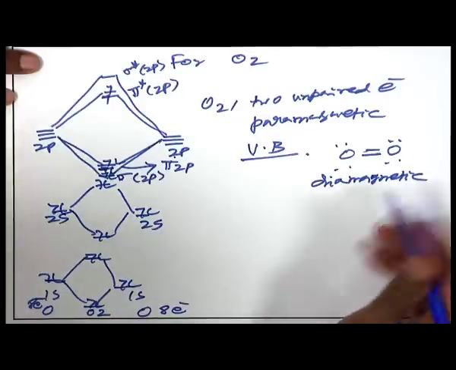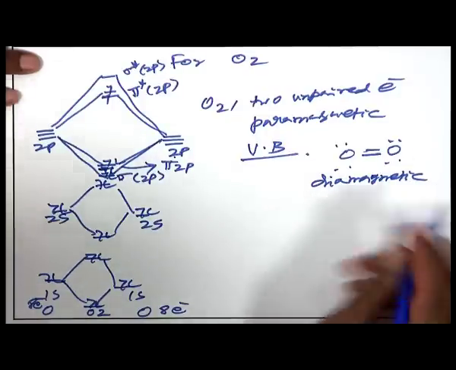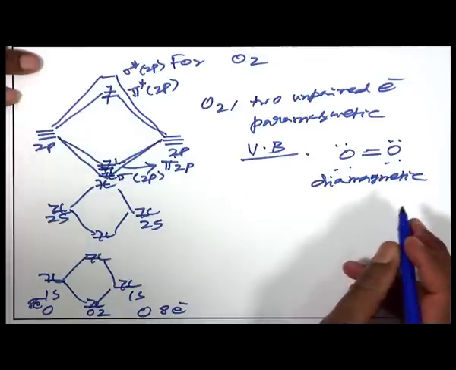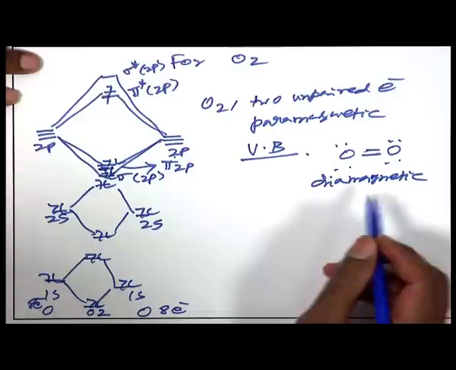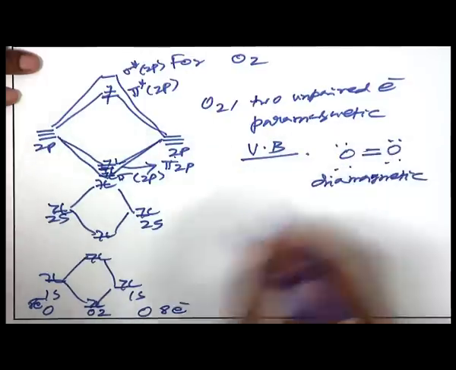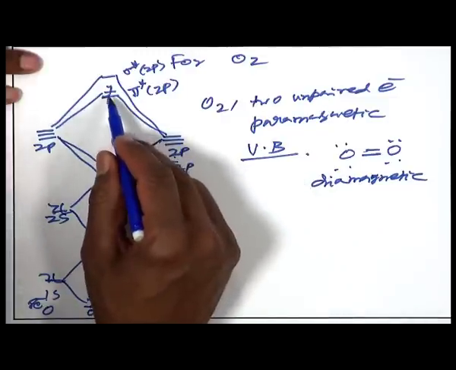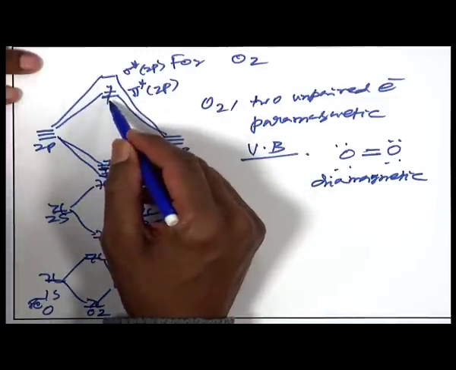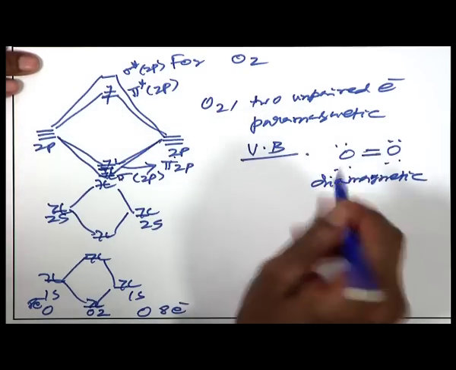That's why another theory, molecular orbital theory, was developed, which explains what is observed experimentally. So valence bond theory predicted O2 as diamagnetic, but actually it is paramagnetic. That can be explained only by the MO diagram, the molecular orbital diagram, because you have two unpaired electrons, one electron in each pi star orbital. That's why O2 is paramagnetic.